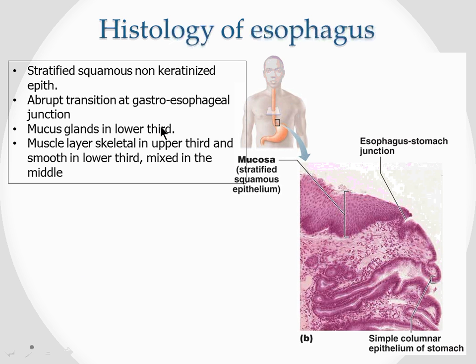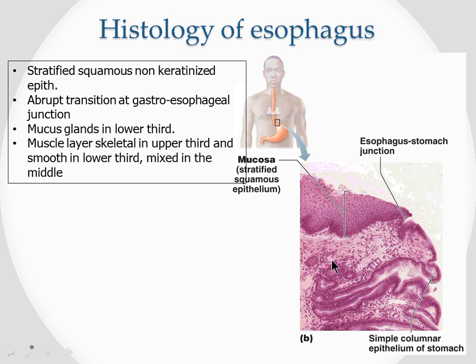So let's look at the histology of the esophagus. It has the same four layers. Because it is exposed to food of different texture and different temperature, the epithelium has to be thick. So the epithelium is stratified squamous, non-keratinized, which you can see here. And the moment it reaches the stomach, it abruptly changes to columnar. So there's no gradual transition. It abruptly becomes columnar epithelium.